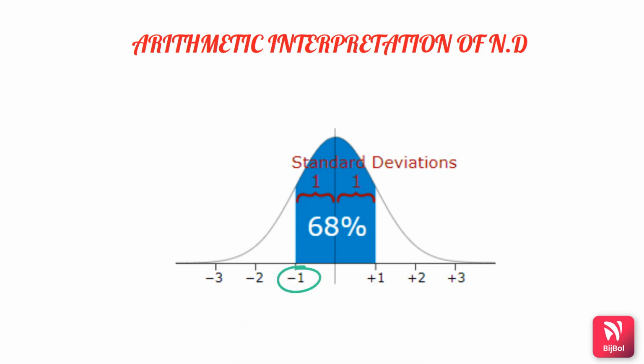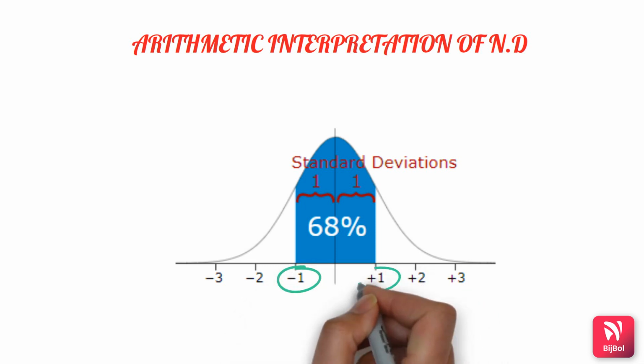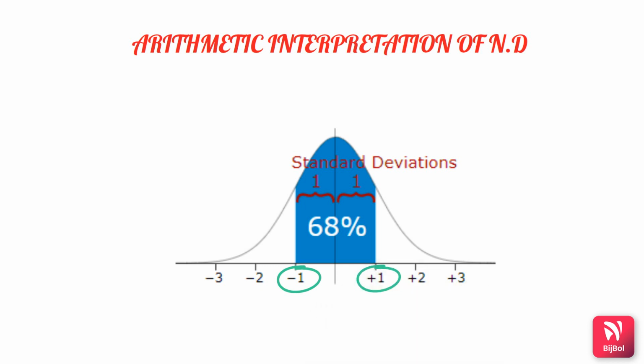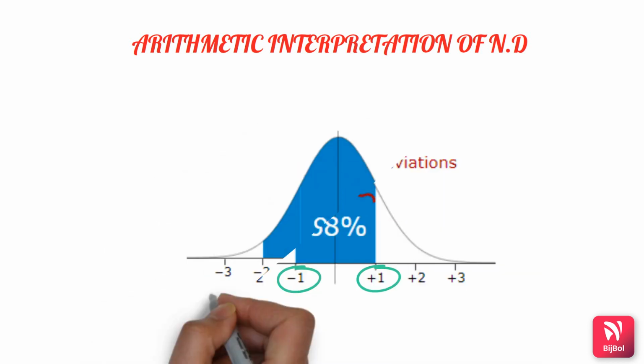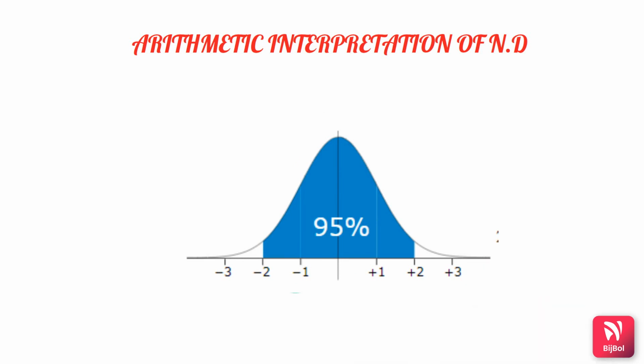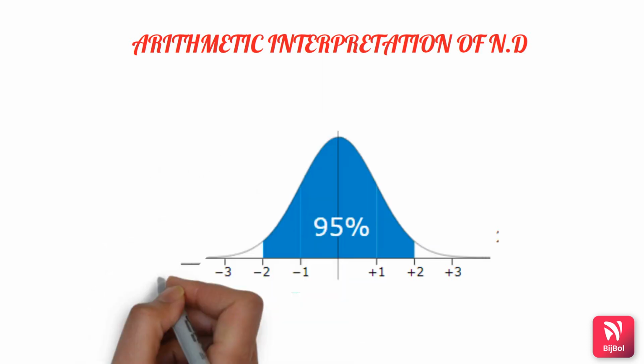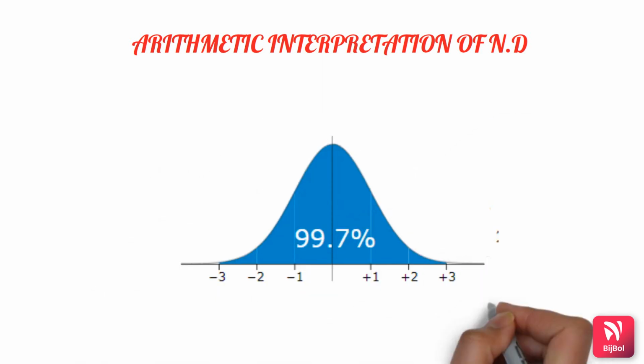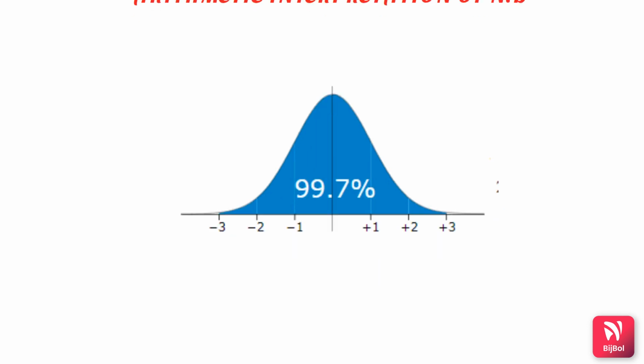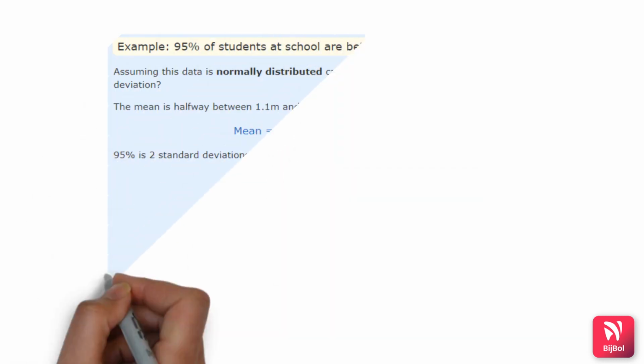Now here, within one standard deviation away, that is between -1 and +1, we have a total area of 68%. Similarly, within two standard deviations away from the mean, we have 95% of the total area, and three standard deviations away from the mean contains a total area of 99.7%. So that is the arithmetic interpretation of the normal distribution.